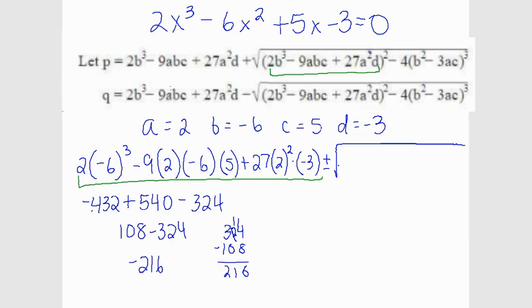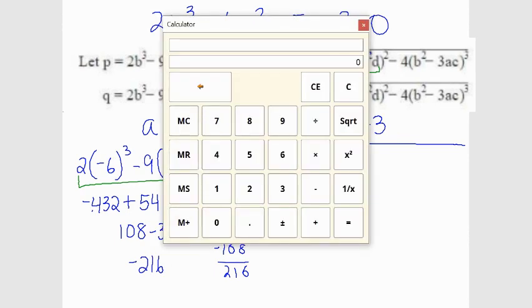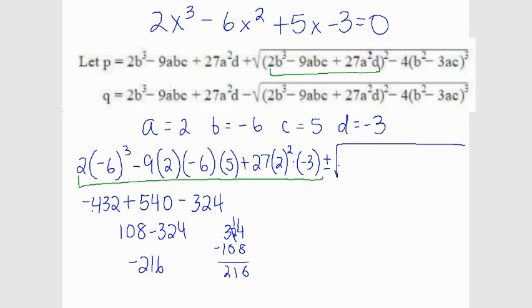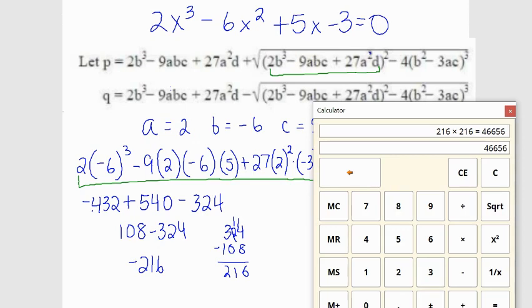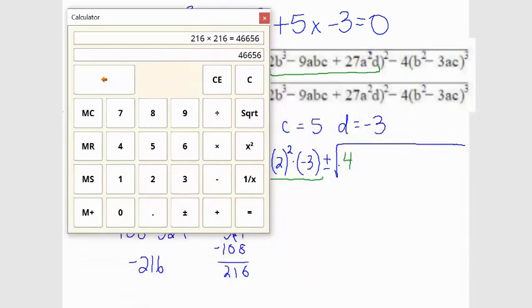Okay, so 216 squared, that would essentially be 6 to the 6th power. So I'm actually going to pull the calculator out for that one. Let's go ahead and do 216 times 216. It'll end up being positive 46,656. So this green part right in here is 46,656.